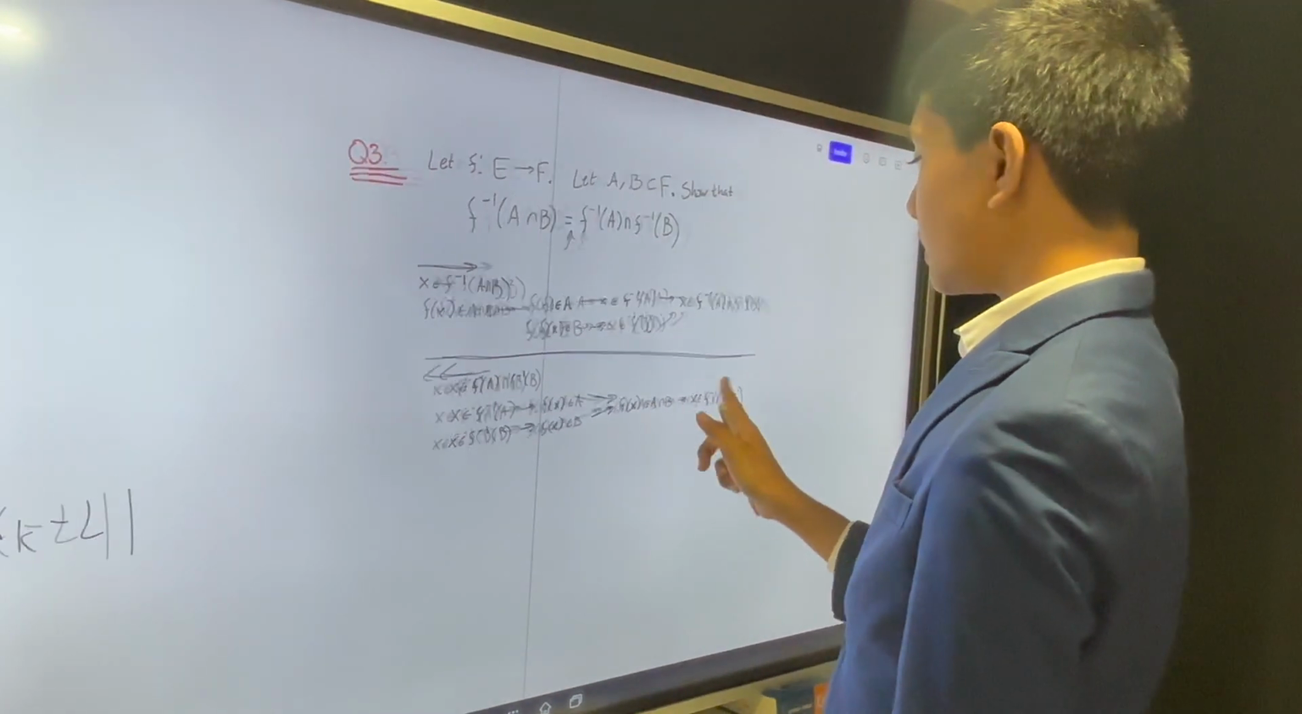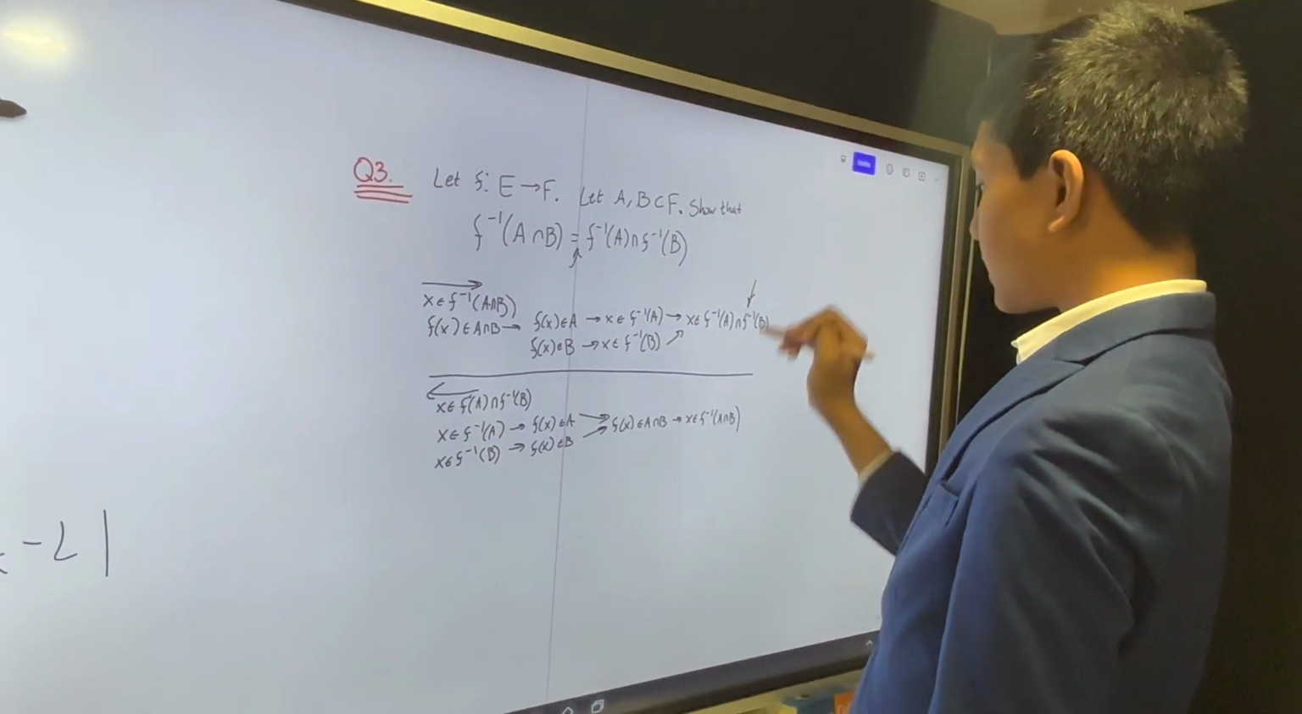Alright, so that's the necessary and sufficient proofs showing that these two sets are equal.